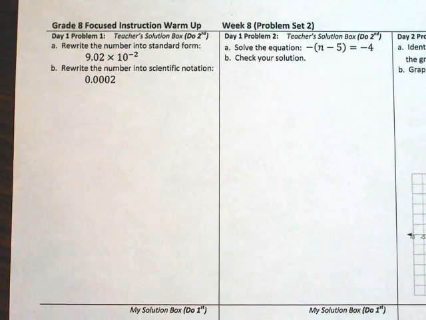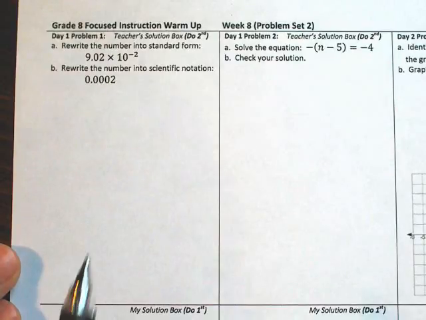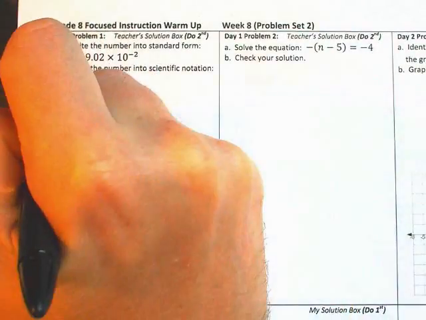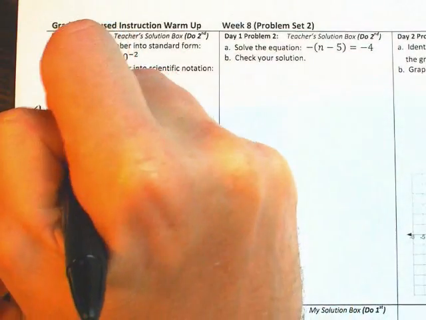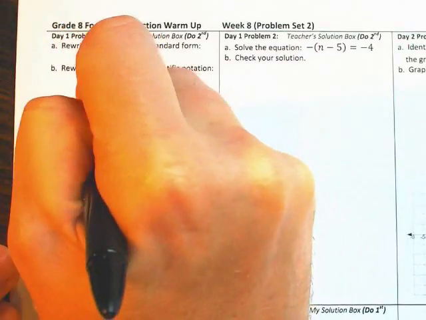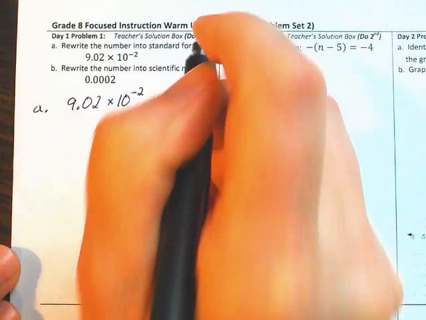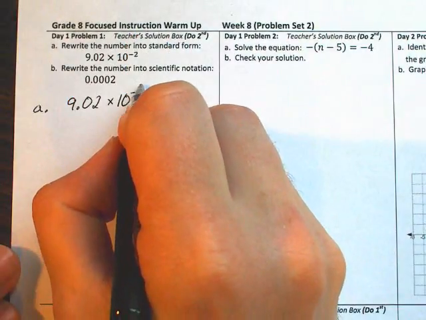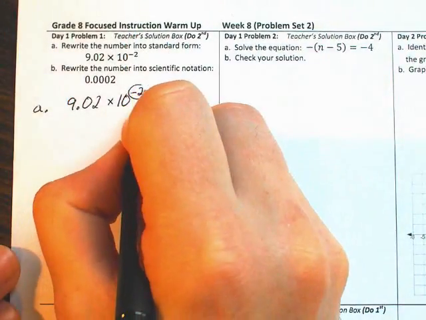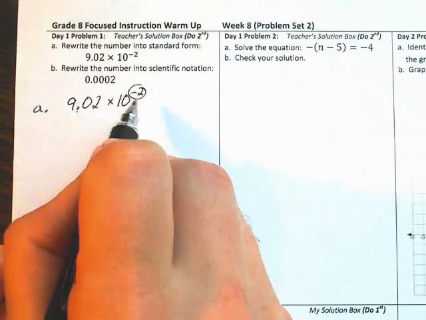Day 1, Problem 1. Part A. Rewrite the number into standard form. So let's begin by copying that number down. And then use the exponent on the times 10 to move the decimal point.